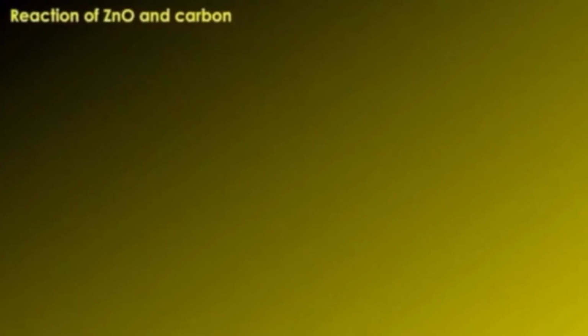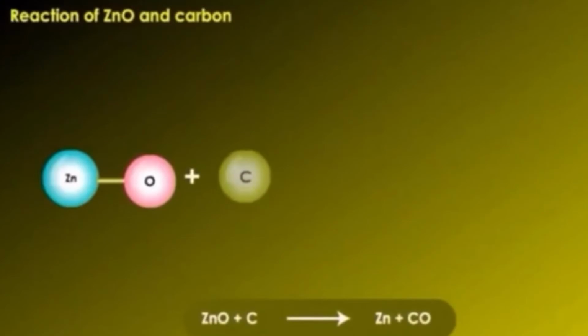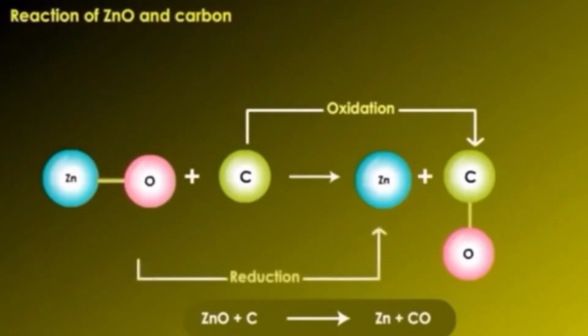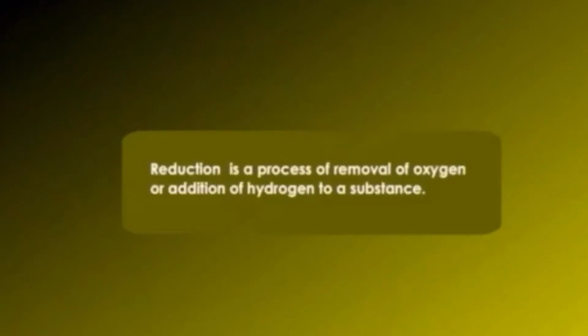Let's take the reaction of ZnO and carbon as an example, where ZnO plus carbon gives Zn plus carbon monoxide. In this reaction, oxygen is added to carbon, hence carbon is oxidized and zinc oxide is reduced. Reduction is a process of removal of oxygen or addition of hydrogen to a substance.